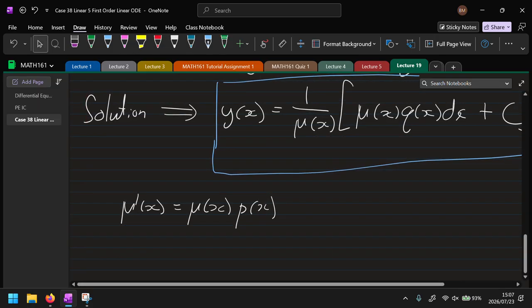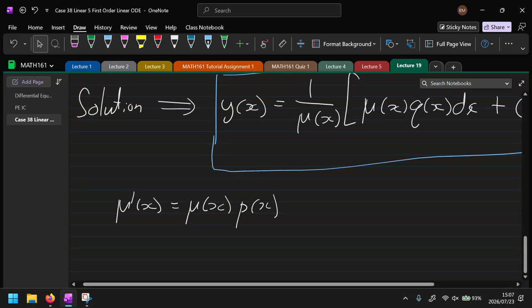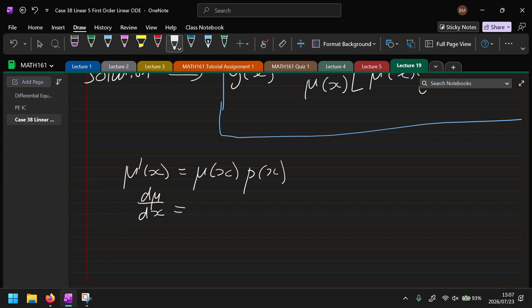Okay, this looks pretty simple. I'm going to do a slight change of notation there. Instead of mu prime, I'm going to put d mu by dx. And then on the other side, instead of mu of x, I'm just going to write mu. Okay, so it looks a little bit simpler now.